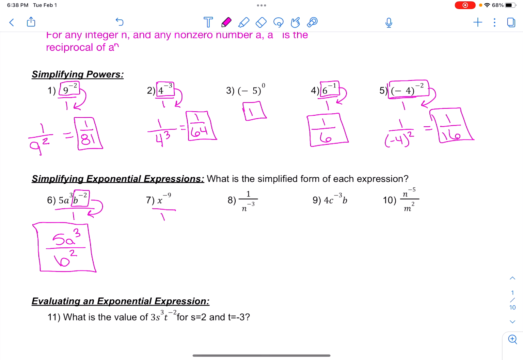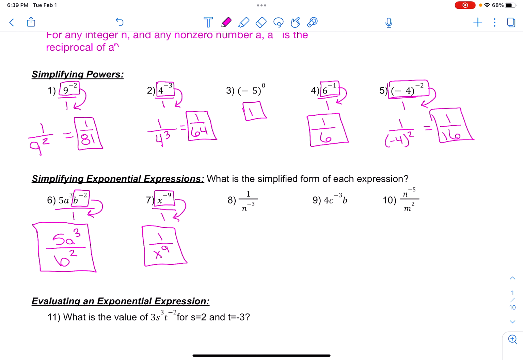Number 7 is kind of similar to what we did above, except instead of dealing with a number, we now have a letter. But we have x to the negative 9th. Again, just remember, whole numbers, whole expressions, they are always over this imaginary 1. So in order to make that exponent positive, we have to move the whole thing to the bottom. So now the only thing that's left up top is just 1. And then on the bottom, we have x to the 9th.